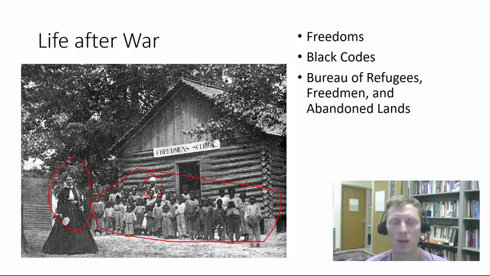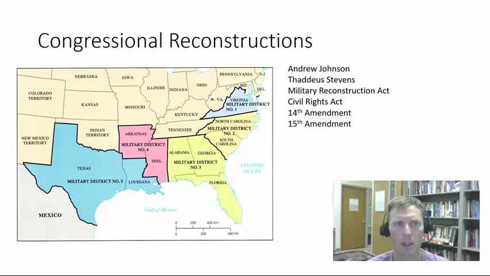Now, citizenship is going to be encoded in the 14th Amendment to the Constitution. In response to the Black Codes, Congress then passes the 14th Amendment in 1867, which basically guarantees citizenship rights to African Americans and to former slaves. It also has a lot more going on in it. You can take a look at that in the textbook.